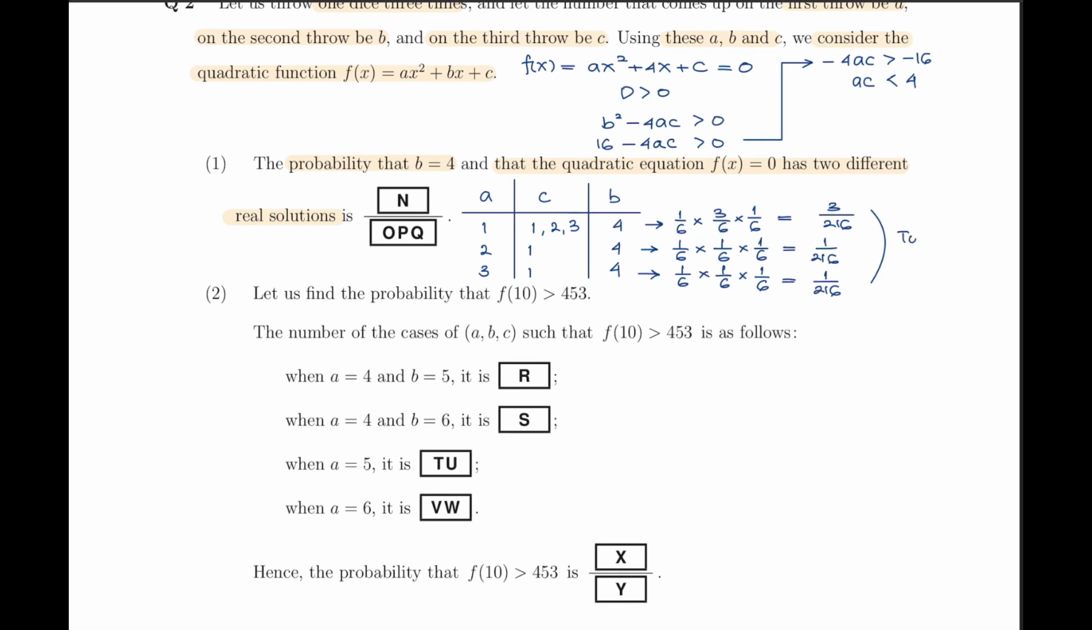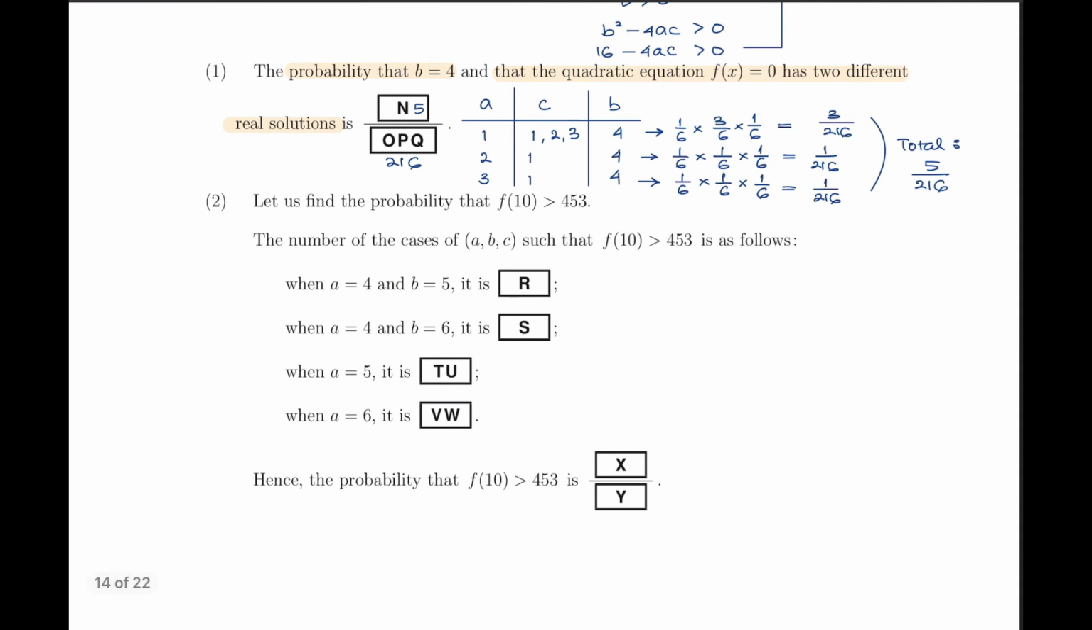Then the total probability is, we just add it up. 3 plus 1 plus 1 is 5 out of 216. This is the answer for N, O, P, and Q. N is 5, O, P, Q is 216.